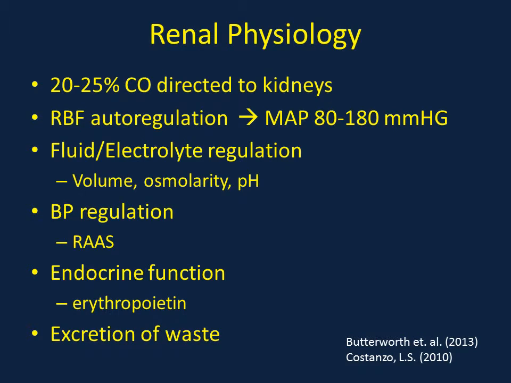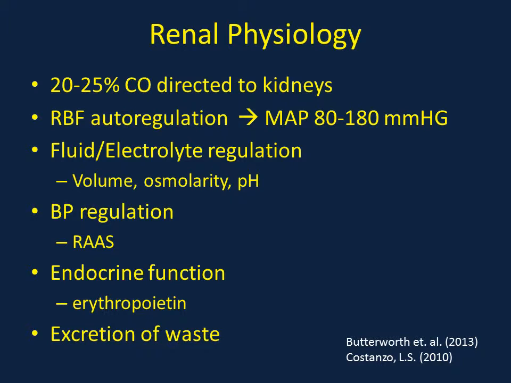A few additional things to mention with regards to renal physiology, which may be testable factoids in the future. So renal blood flow accounts for 20 to 25% of cardiac output and is normally autoregulated between mean arterial pressures of 80 and 180 millimeters of mercury.